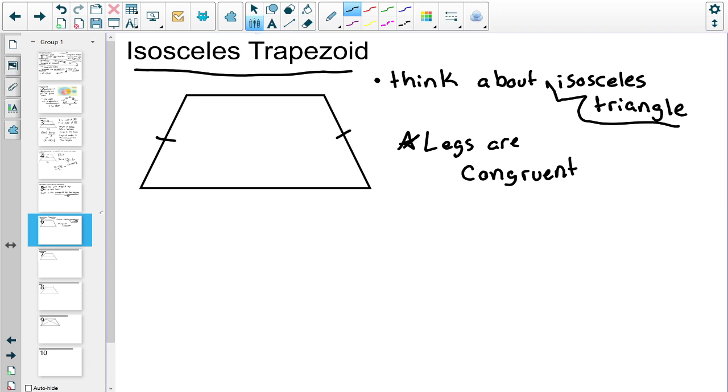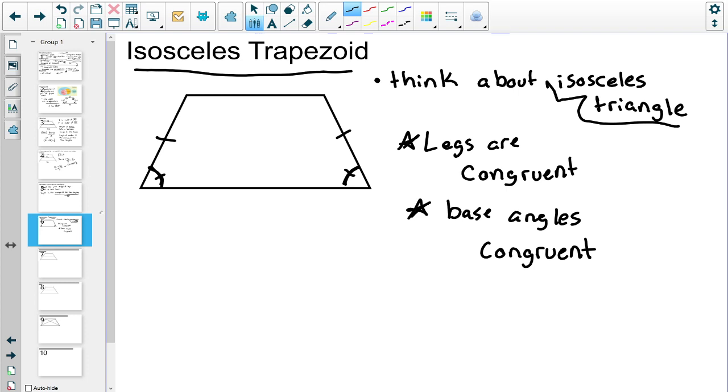Now, just like the angles of an isosceles triangle, we can say that the base angles of an isosceles trapezoid are congruent. Base angles congruent. So the legs are congruent and the base angles are congruent.